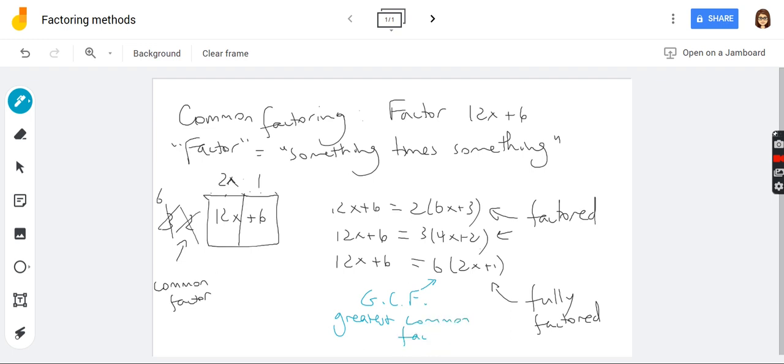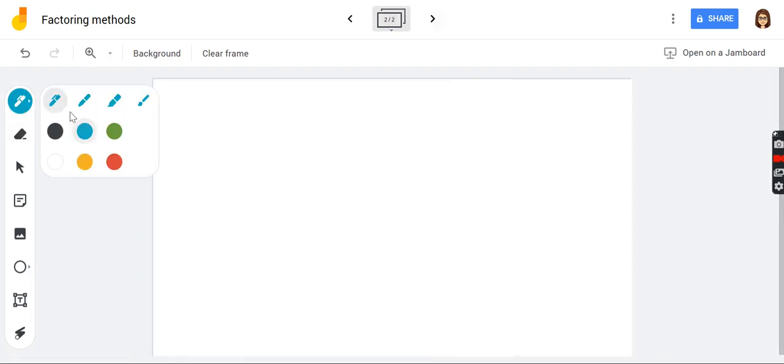So when we do common factoring, we always want to find the greatest common factor, because that ensures that the other factor can't be factored further. All right, so there you go, common factoring. Let's go to the next one.